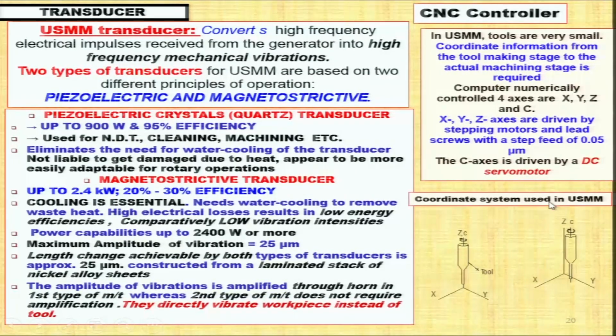You can see the coordinate system used in ultrasonic micromachining. This is the C-axis, X-axis, Y-axis and Z-axis over there. C-axis is for rotation, Z-axis is in this direction. C and Z both are there, and X and Y. Here Z is over here, slightly different. They both are not matching. This X-axis of the tool is not matching with the Z-axis.